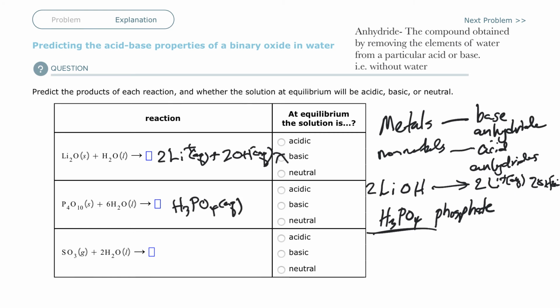Now I have to balance it. Let's see. I've got 4 phosphorus, and 1 phosphorus here. So I bet you it's just quadrupled. Let's check with the oxygens. On the oxygen, I have 10 and 6, so I have 16 on the left. 4 times 4 is 16. Yes, that's what it is. So it would be P4O10 solid plus 6H2O liquid yields 4H3PO4 aqueous. And that's an acid. That's phosphoric acid. So this would be acidic.